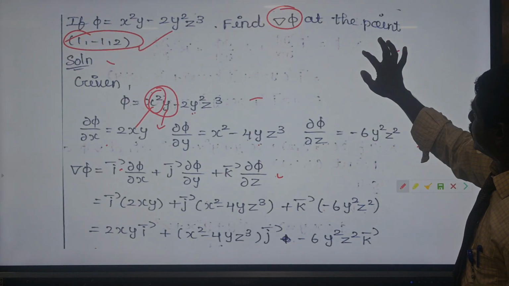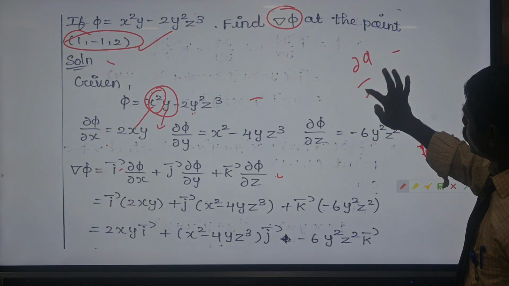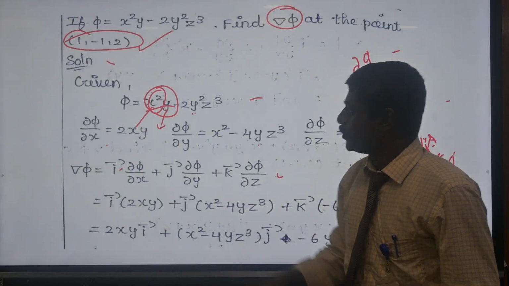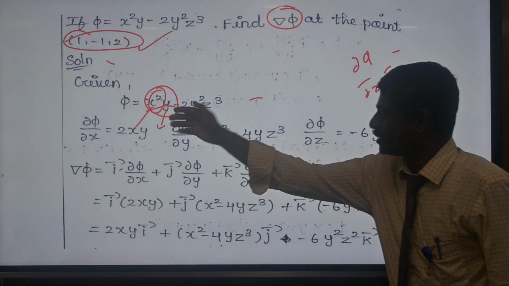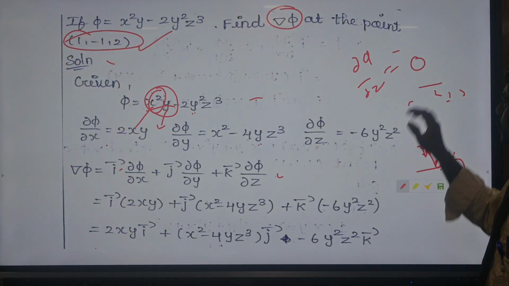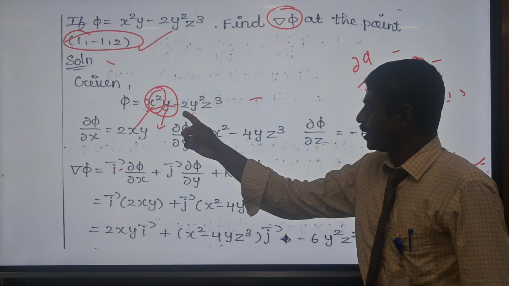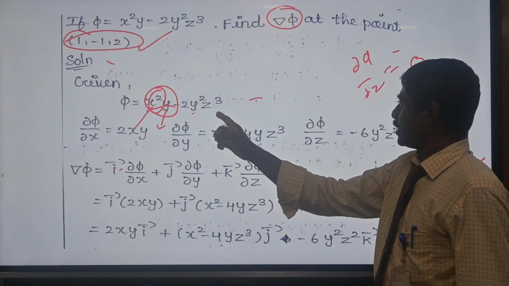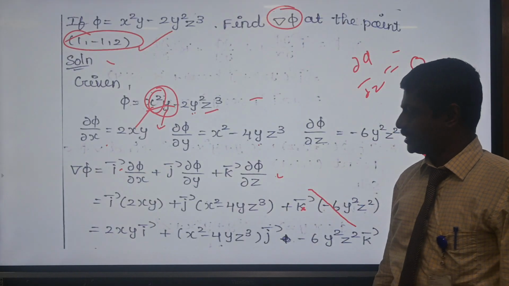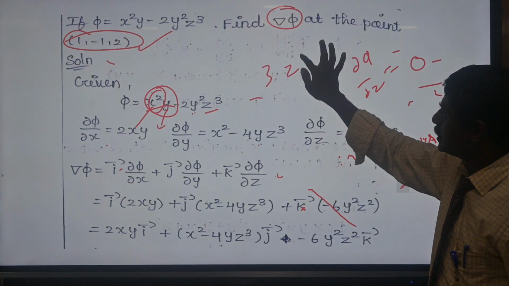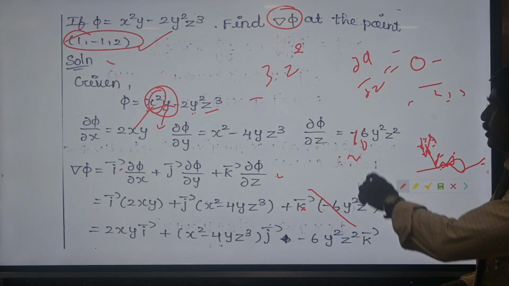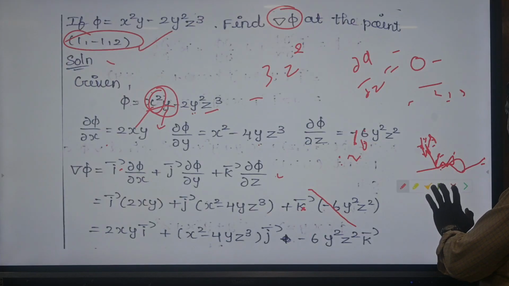And finally z. Dou phi by dou z. In first term we don't have z. So x square y is a constant, but differentiation of constant is 0. Minus 2 is a constant, y square is a constant, differentiation of x z cube. When you differentiate z cube, you get 3z square. So already 2 is there, so directly write 6y square z.